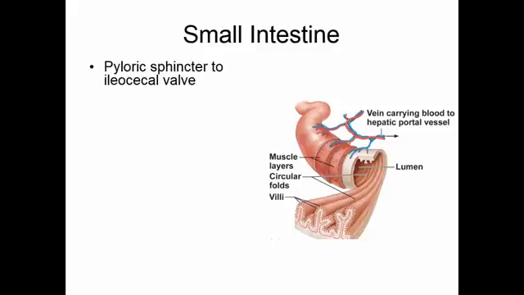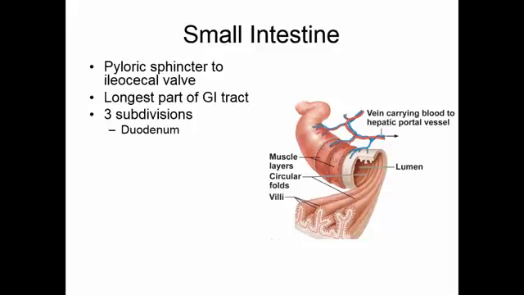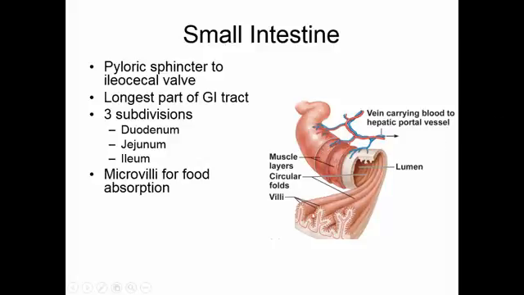The small intestine starts at the pyloric sphincter and goes to the ileocecal valve or the ileocecal sphincter. This is the opening to the large intestine. This is the longest part of the gastrointestinal tract and has three subdivisions. The first foot or so is the duodenum, and then we have 10 or 12 feet of jejunum and another 10 or 12 feet of ileum. The wall of the small intestine has villi on it, and the villi have other little projections called microvilli. This increases the surface area so that this is a very absorptive part of the system.